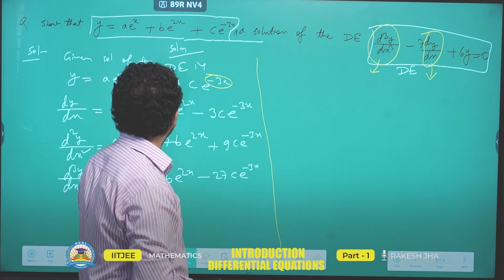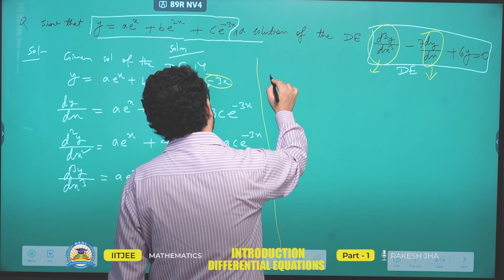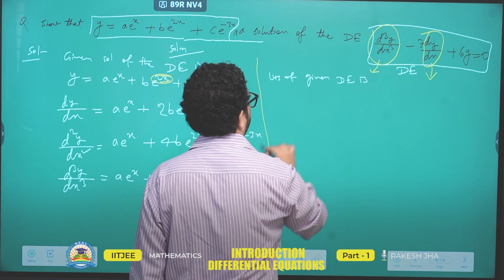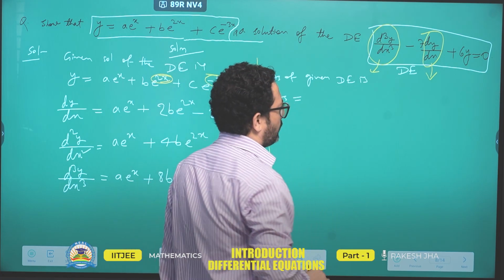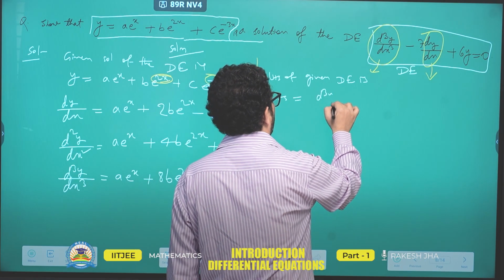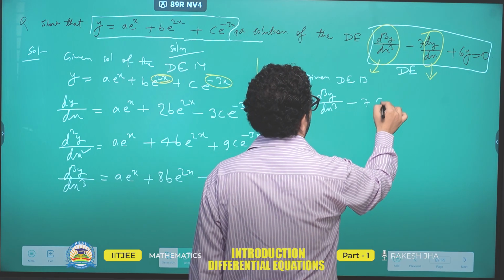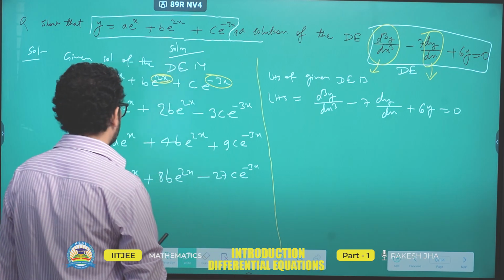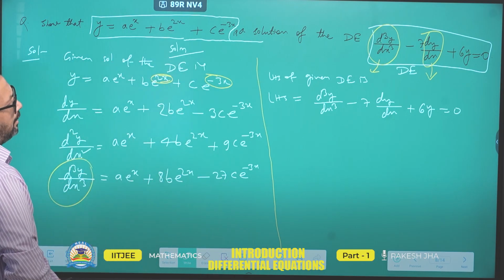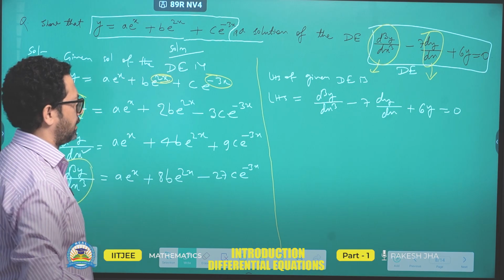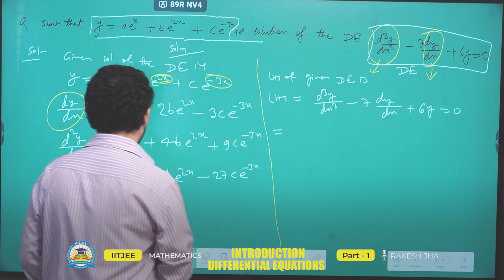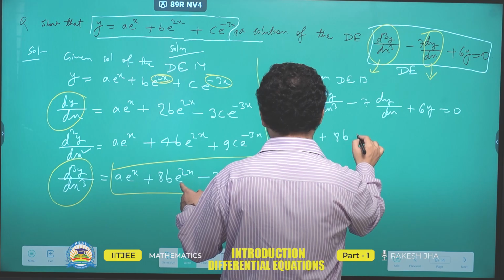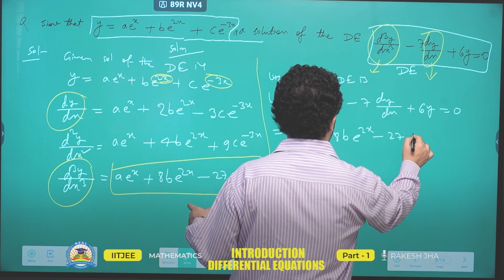Now we will take the LHS of the given differential equation. We will prove LHS and RHS both equal. So d3y upon dx cube minus 7 times dy by dx plus 6y is equal to 0. So we are going to substitute d3y upon dx cube, and also negative 7 times dy by dx. So what will happen, d cube gives a e raised to the power x plus 8 times b e raised to the power 2x minus 27 times c e raised to the power minus 3x.